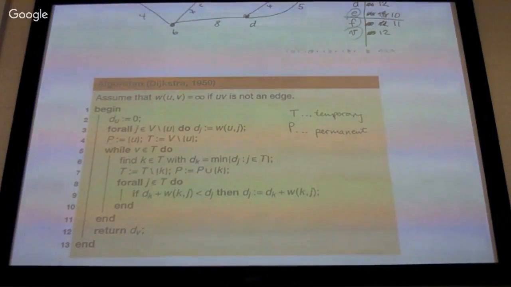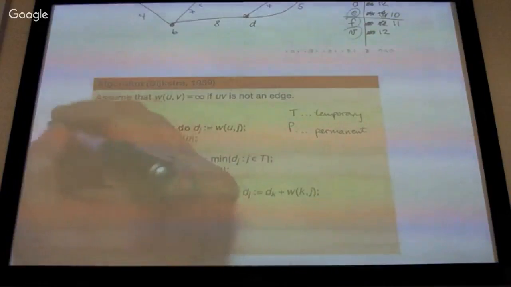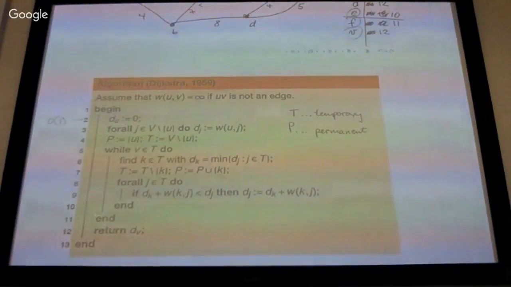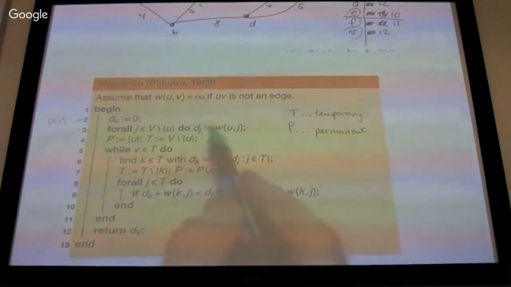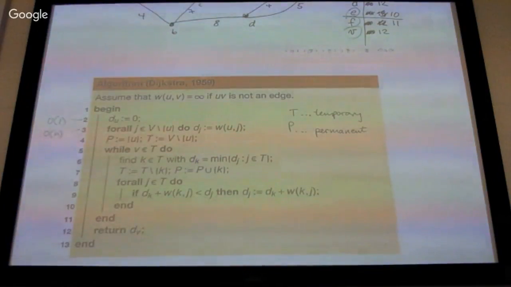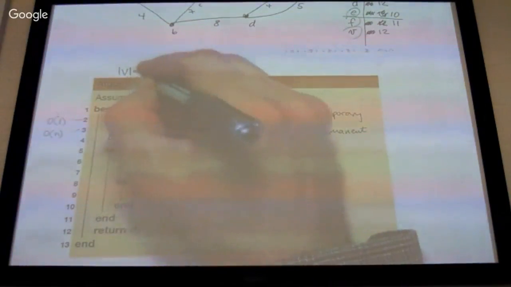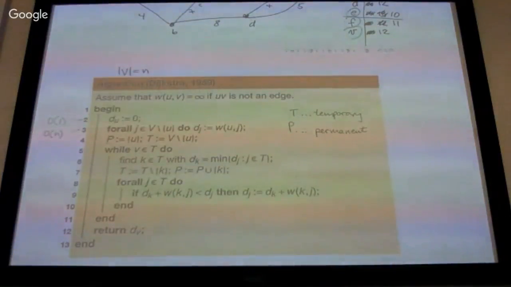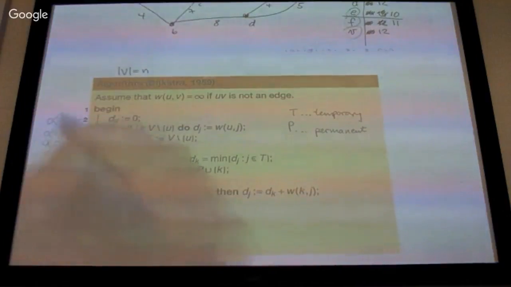And Philip proved that it works, I think. So we can have a look at the running time. This is O of 1, because it's just one operation. Here we're looking up things for each vertex, so I'll say O of n, where n is the number of vertices. This again is O of 1.